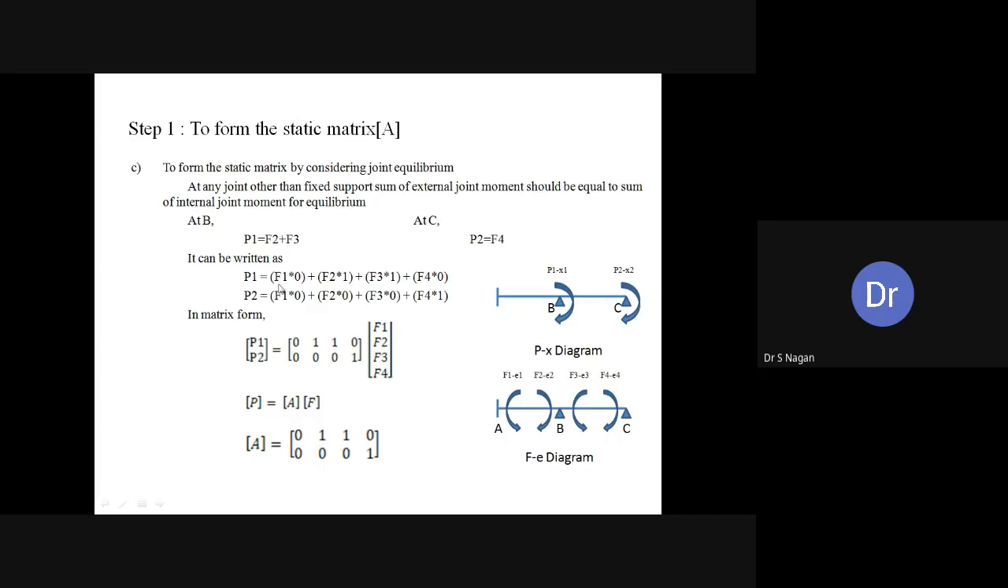So P1 equal to F1 into 0 plus F2 into 1 plus F3 into 1 plus F4 into 0, whereas P2 equal to F1 into 0, F2 into 0, F3 into 0 plus F4 into 1. Therefore, P1, P2 equal to 0, 1, 1, 0, 0, 0, 0, 1, F1, F2, F3, F4. Therefore, this is matrix P, capital P, equal to capital A into capital F. So A matrix is 0, 1, 1, 0, 0, 0, 0, 1.